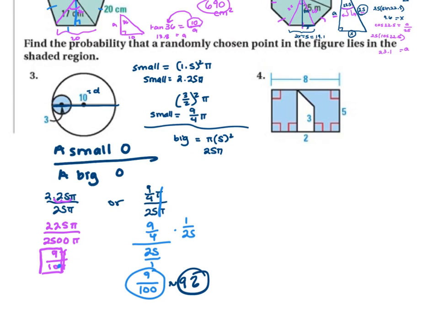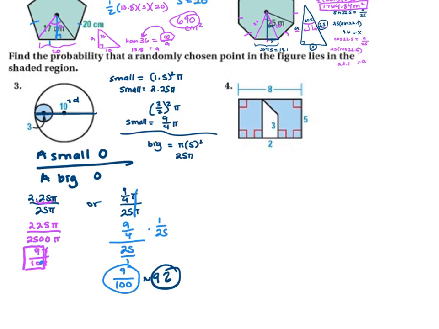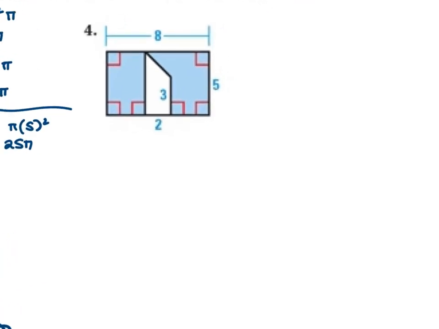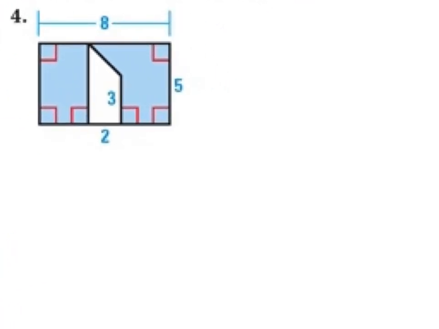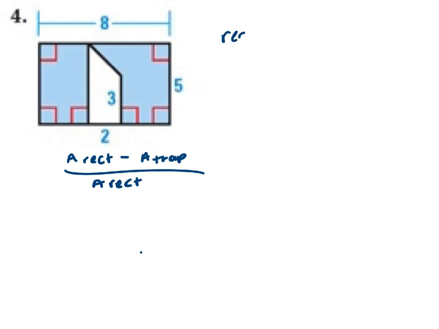And for 4, you are looking for the area of the shaded region, which this time obviously we can't just find. Those are weird shapes. What we have to do is find the area of the white trapezoid and subtract it from the area of the whole. So area of the rectangle minus area of the trapezoid over area of the rectangle. So the rectangle is easy. It's 5 times 8, or 40.